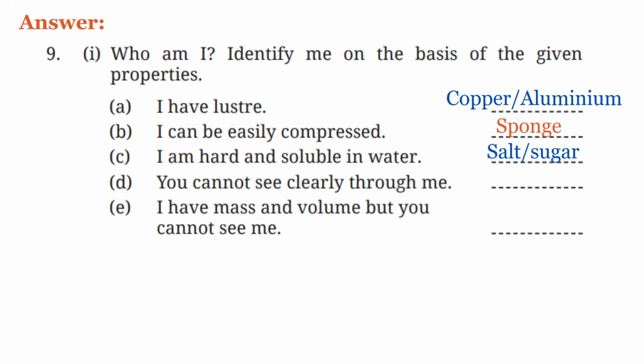D. You cannot see clearly. We know through translucent material we cannot see clearly. So it can be a frosted glass or a butter paper. E. I have mass and volume, but you cannot see me. It is air because air has mass and volume, but it is invisible. We cannot see air.